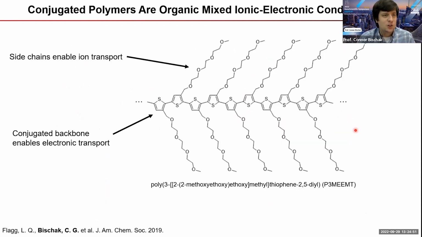Okay, so just so that we're all on the same page, this is an example of an organic mixed ionic electronic conductor. As I said, these are typically conjugated polymers. They have this conjugated backbone that enables electron transport, and they have side chains that enable ion transport, like these ethylene glycol-based side chains that you see here.